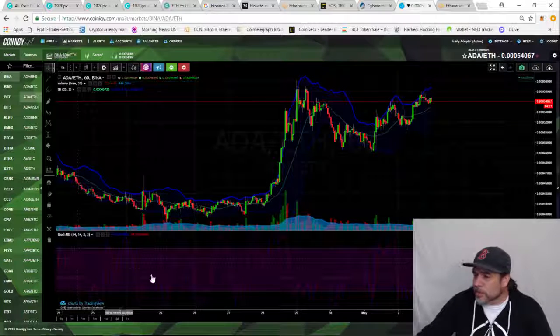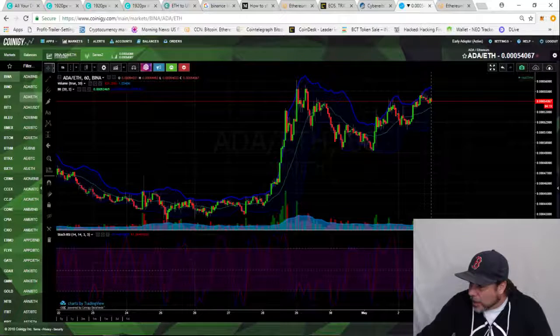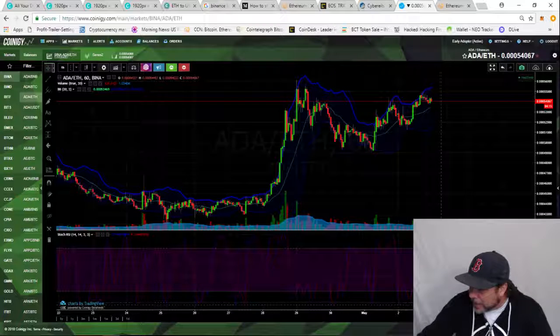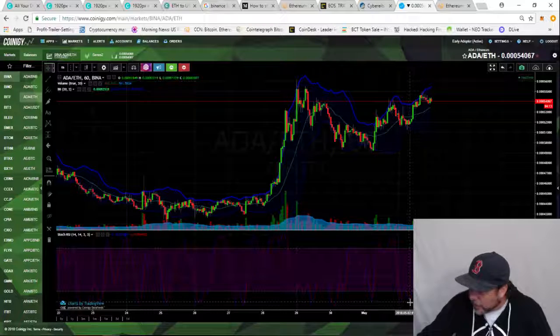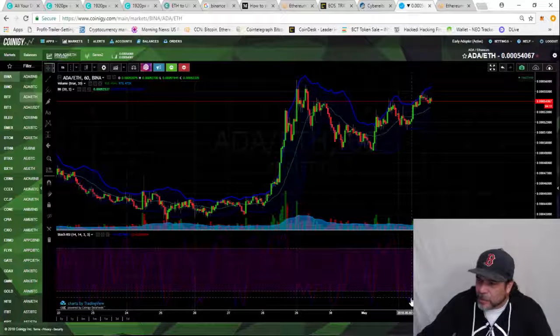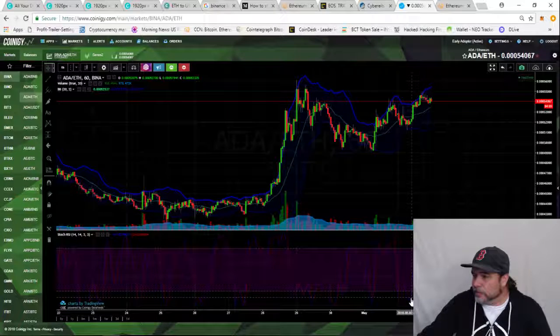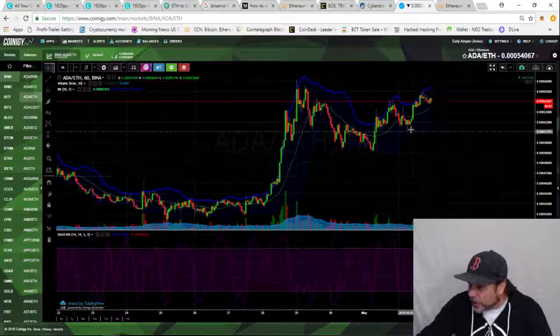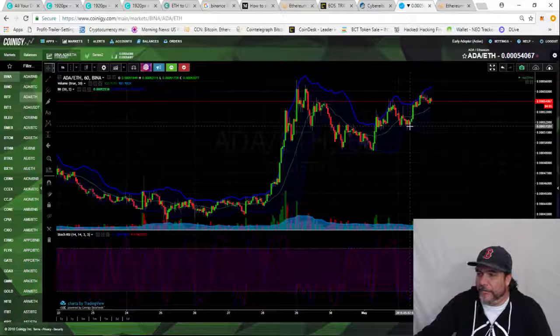With this Stochastic RSI at the bottom here, when the blue line comes back up, like for example right here, where it crosses the red line, that is a buying signal, okay? Because as you notice, that corresponded with this spot right here.